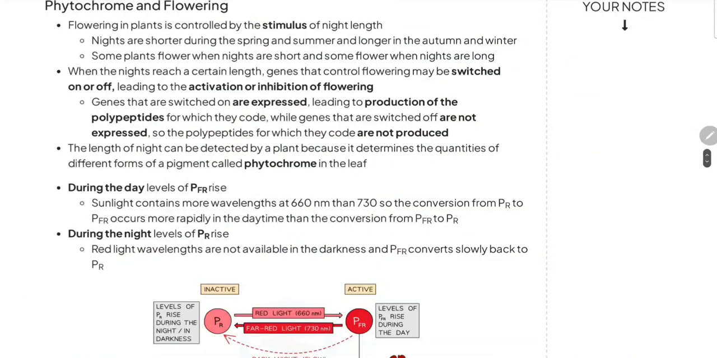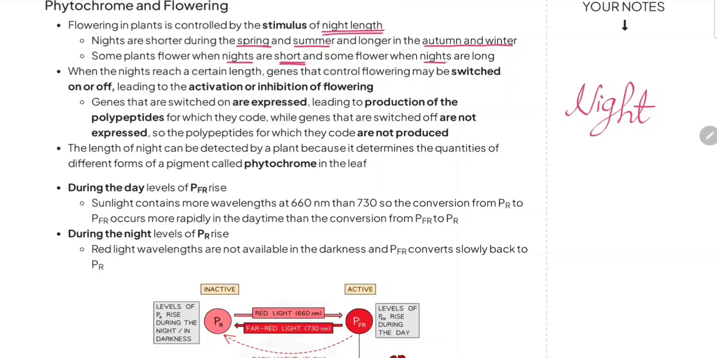Now let's see this part, phytochrome and flowering. Flowering in plants is controlled by the stimulus of night length. Now we need night. Nights are shorter during the spring and summer and longer in the autumn and winter. Some plants flower when nights are short, and some flower when nights are long. When the nights reach a certain length, genes that control flowering may be switched on or off.